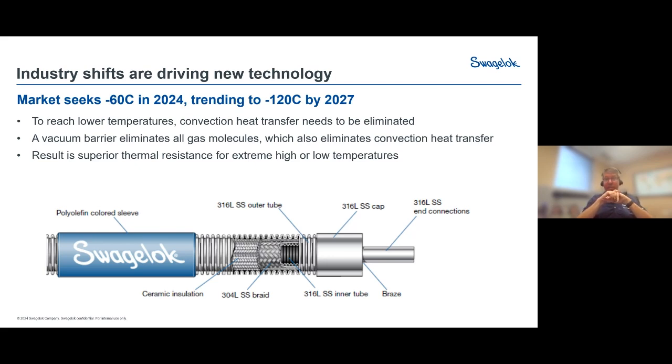So the inner hose is a standard metal braided hose. We have an outer hose, and in between there we pull a vacuum. So there's no more convection from the inner hose to the outer hose. And eliminating that convection really creates a superior performing product from the insulation standpoint. There's no more heat transfer from convection, there's almost no heat transfer from conduction, and there's no radiation going on. So we've essentially eliminated heat transfer, or very close to it. And again, the result is superior performance, minus 250 up to above 500 C.